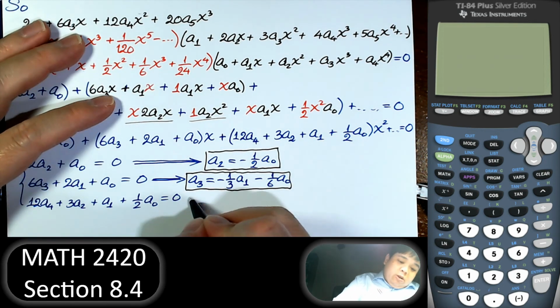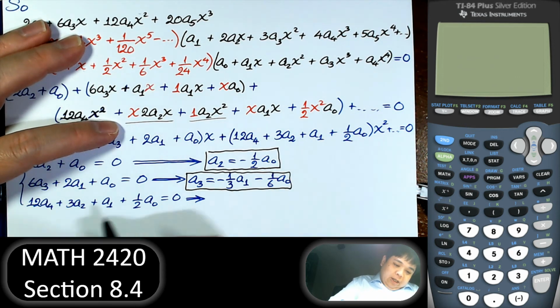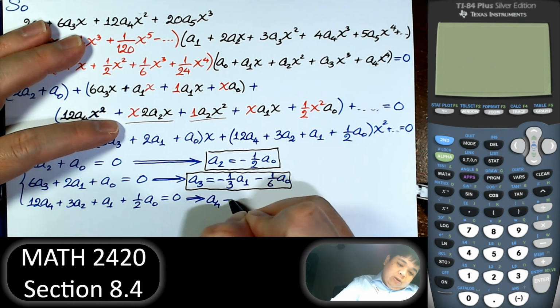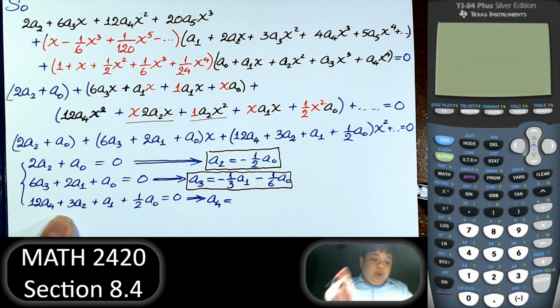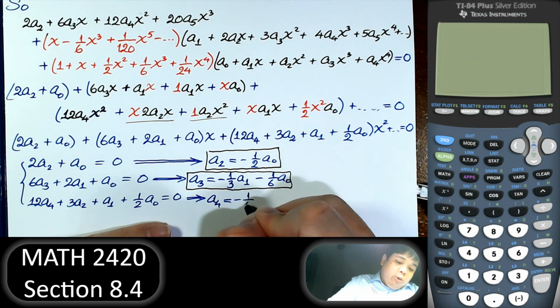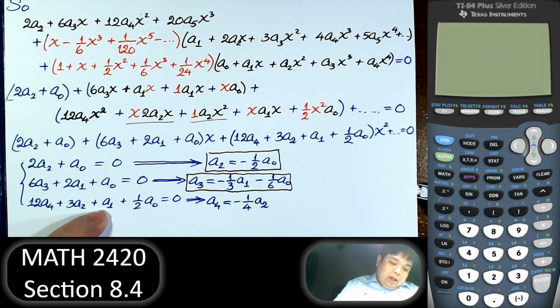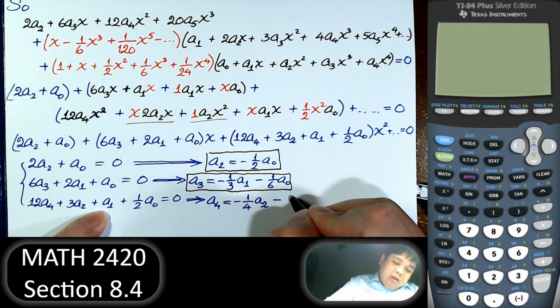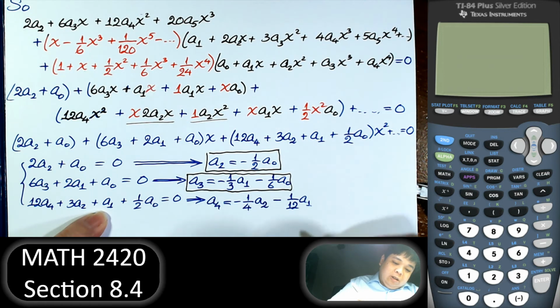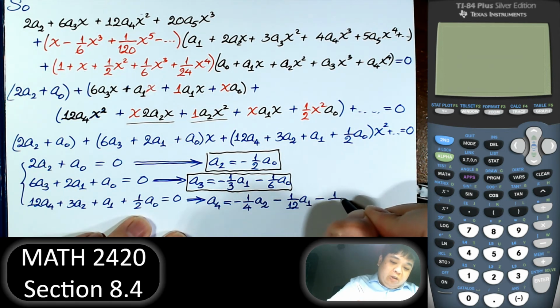And then a4. So a4 is equal to the 3a2 move to the other side, divide by 12. 3 divided by 12 is 1/4 a2. The a1 to the other side, minus 1/12 a1. And 1/2 move to the other side, divide by 12, 1/24 a naught.